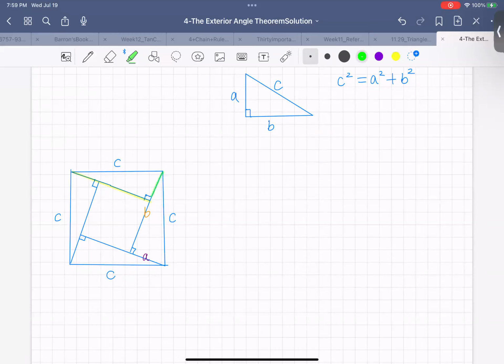This guy is my A. Yeah, the yellow one is A, the green one is B. But the yellow one is A. Okay, so far so good.